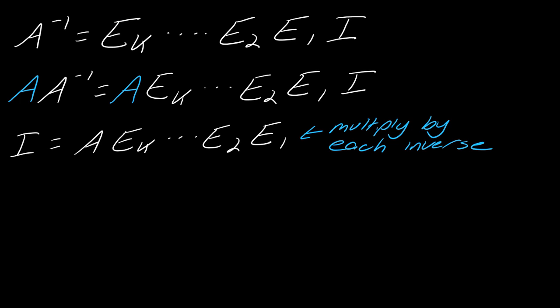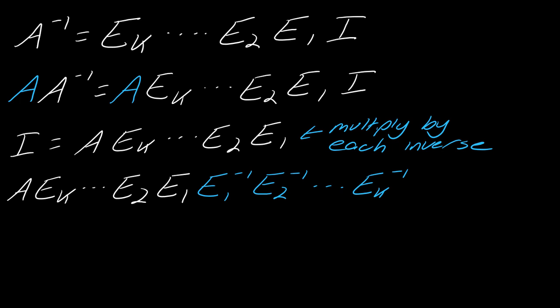So I need to multiply each one of these elementary matrices by each of its inverses. I'm just going to focus on this side for a second and ignore the left side for a moment. I'm going to take each matrix and multiply it by its inverse, going in the exact opposite order. So I've got E sub 1 inverse, E sub 2 inverse, through E sub k inverse, and I'm multiplying each of those.